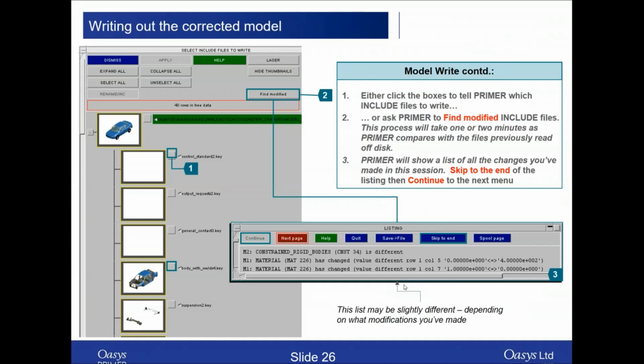So another thing when writing a model out, if you're working with include files and you're writing out your model, it's quite wasteful to write out all your include files every single time, because you might have just changed the contents of 1 or 2 or 3 of your include files. So because of this, when you're writing out a model containing include files, there's a Find Modified button. And what happens here is that when you click on it, Primer will compare your current model against the model that was read in the first place and look for any differences and tell you what those differences are. So let me just demonstrate that.